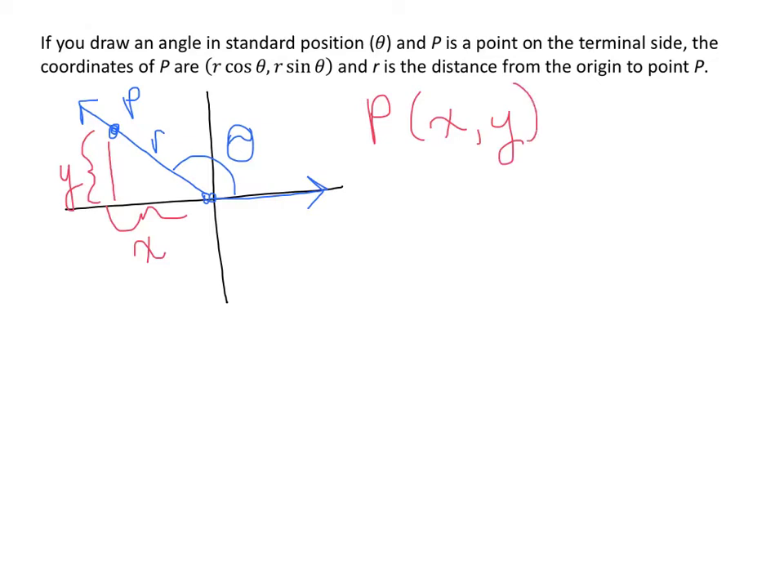But as we proved on the previous slide, point P is actually r times the cosine of theta, r times the sine of theta. We'll use this fact to prove what we call the law of cosines.